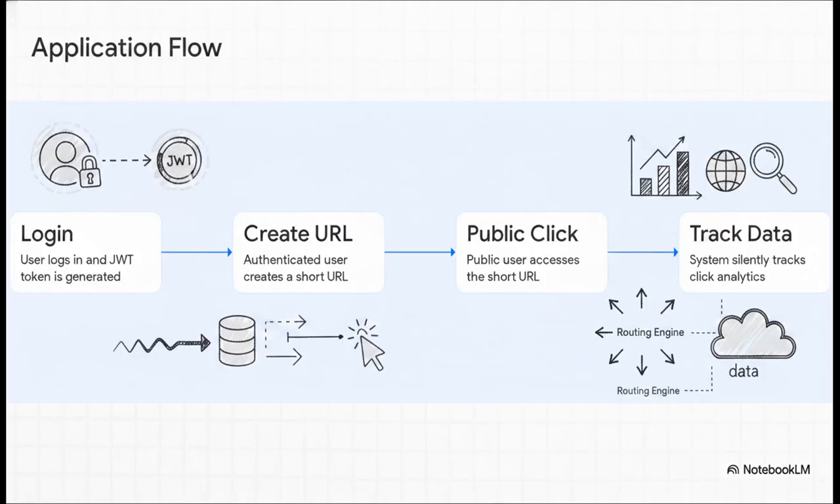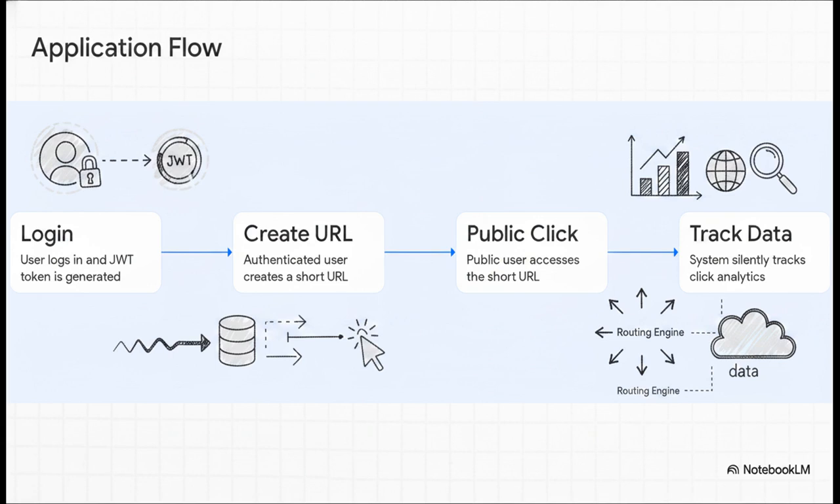So let's actually map out that flow based on the SnapLink architecture. First, a user registers and logs in. To keep things secure, the backend generates a JSON Web Token, or JWT. This is absolutely crucial because it ensures only authorized users can create and manage their links.